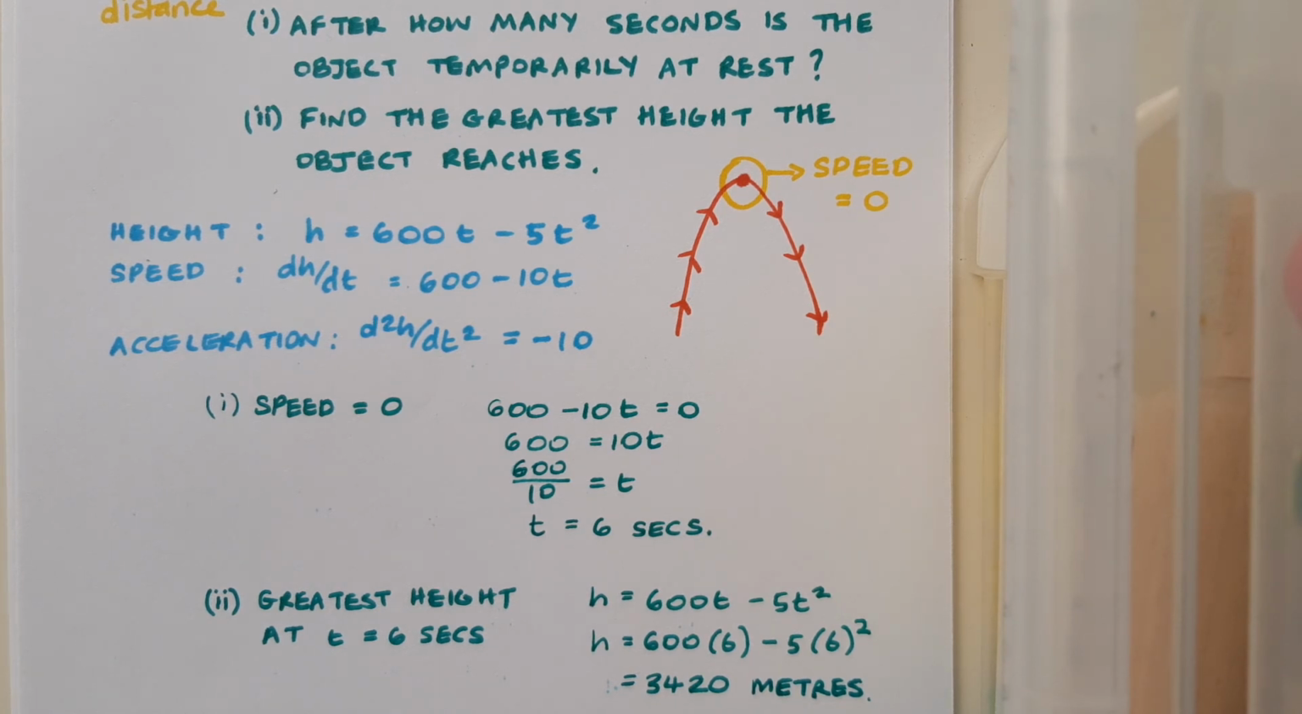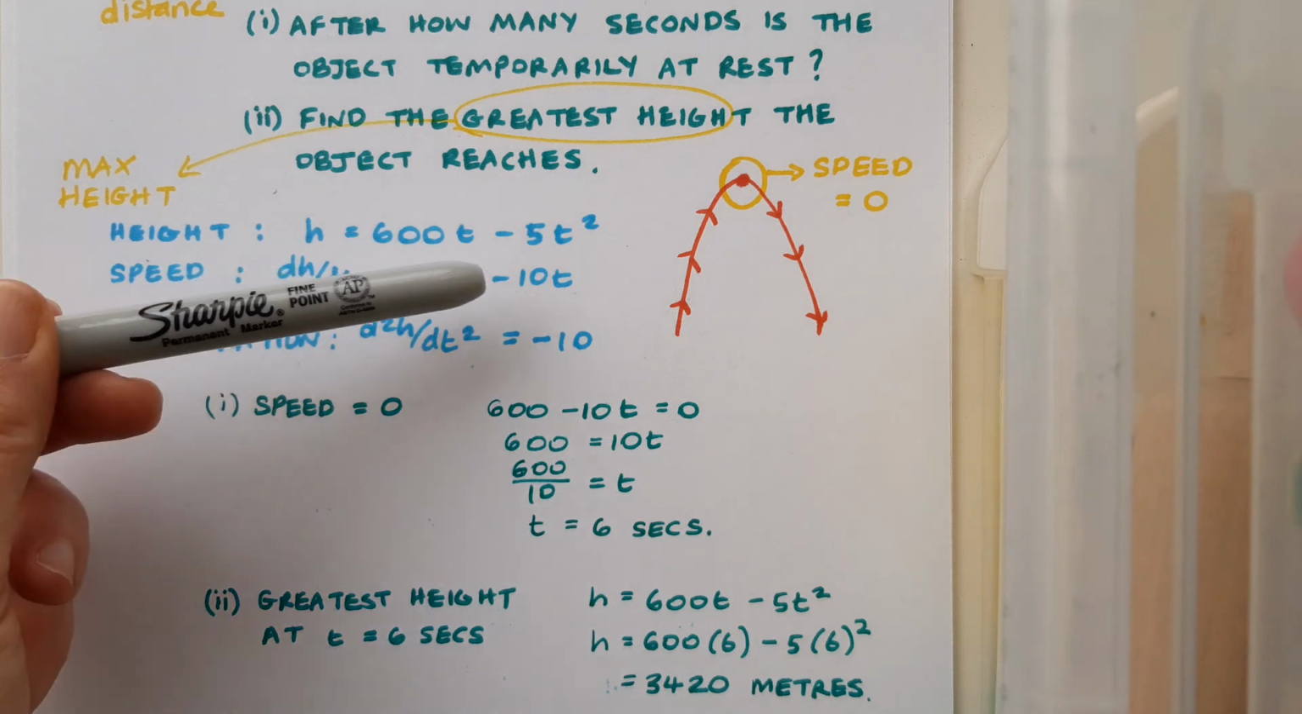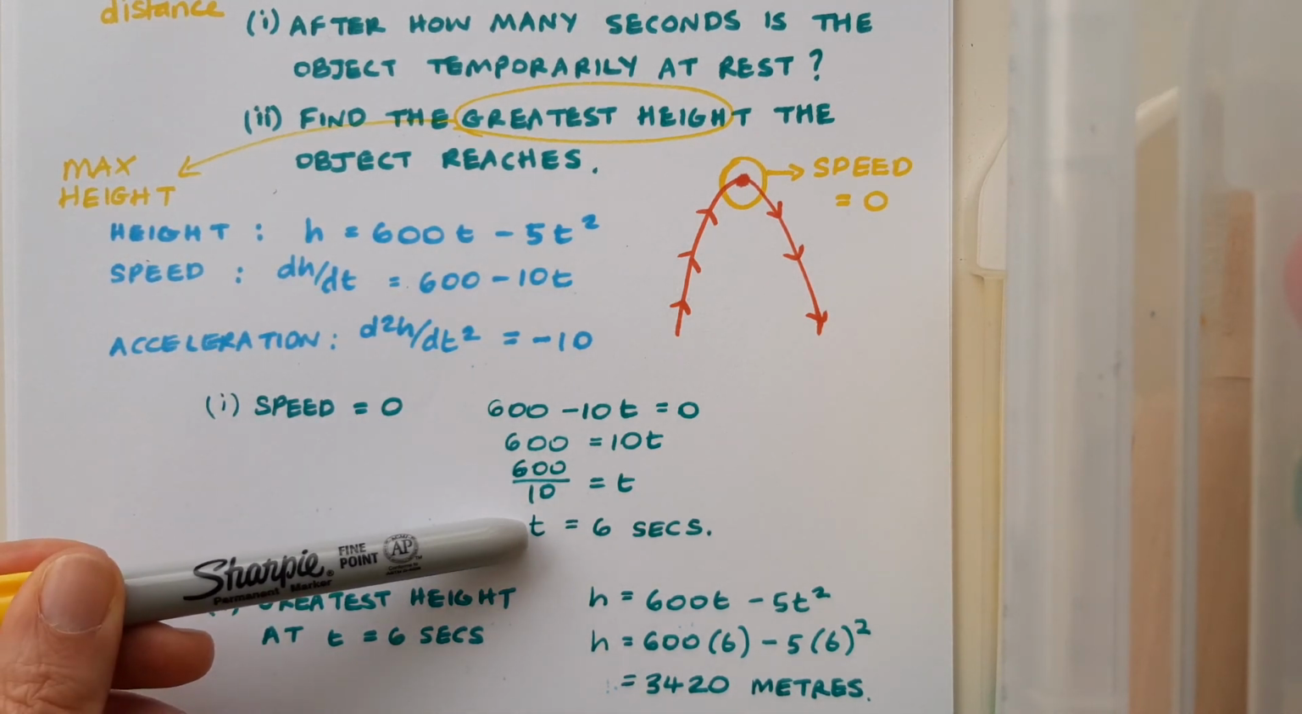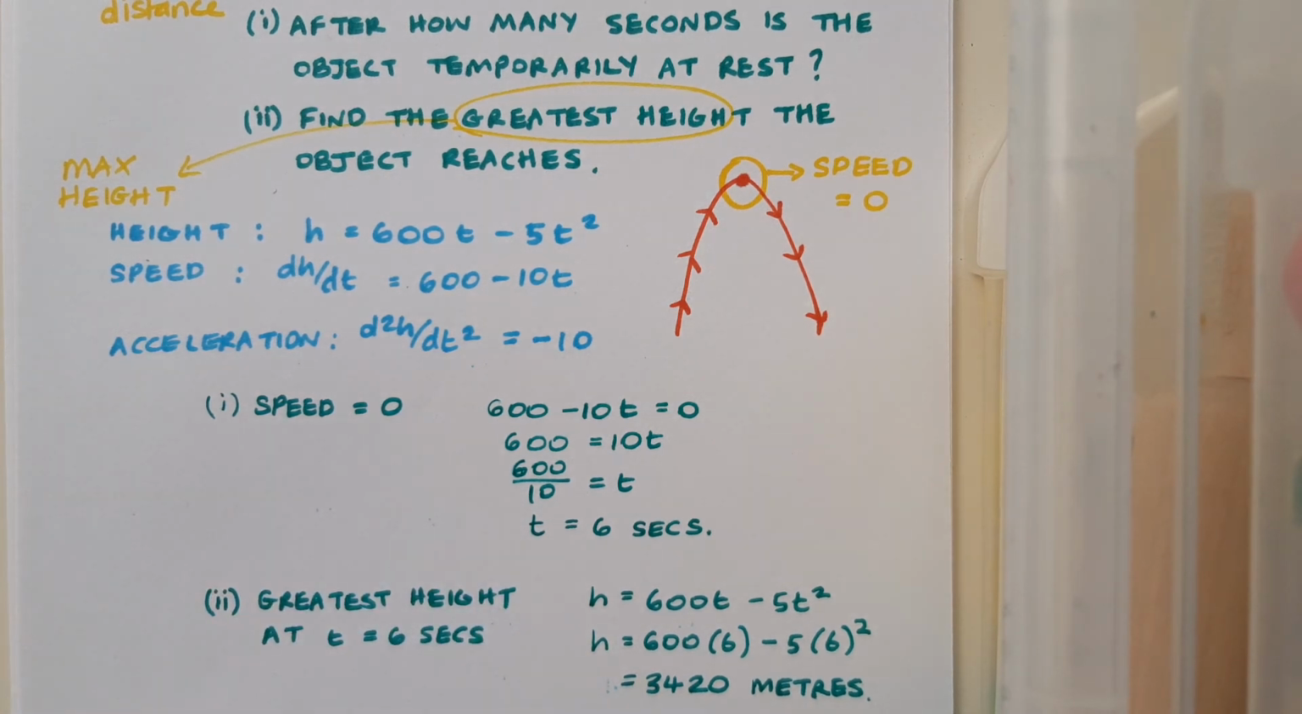You might notice in this question the similarity to max and min questions. When they say find the greatest height, that's the same thing as saying find the max height. And if you think about max and min questions and how we deal with those, we normally get the first derivative and we let it equal 0. So the first derivative in this case was our speed formula, which we let equal 0, and we solved for t, and then we subbed it back in. And that's exactly the approach that we've taken in max and min questions as well. So just be aware of that as you're going through a question of this type.